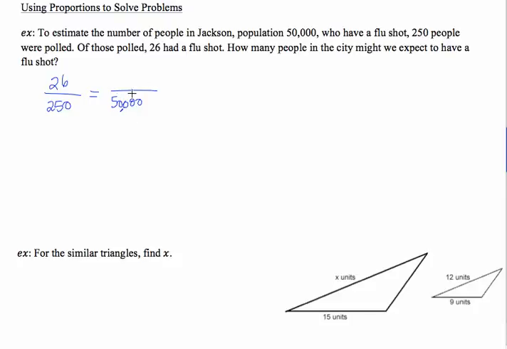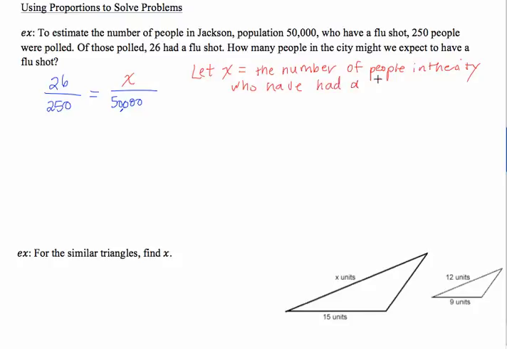Now we don't know what number goes here, so we actually need to put a variable there. I'm going to call it x. Now never just start using x's without defining it. So let's define x. Let x be the number of people in the city who have had a flu shot. You need to be very clear about what your variables represent. So x is the number of people in the city who have had a flu shot.